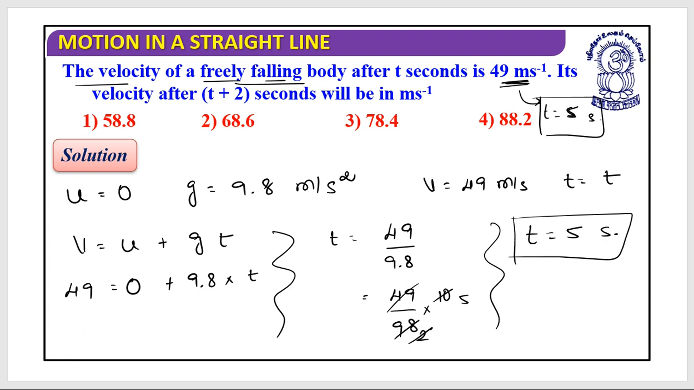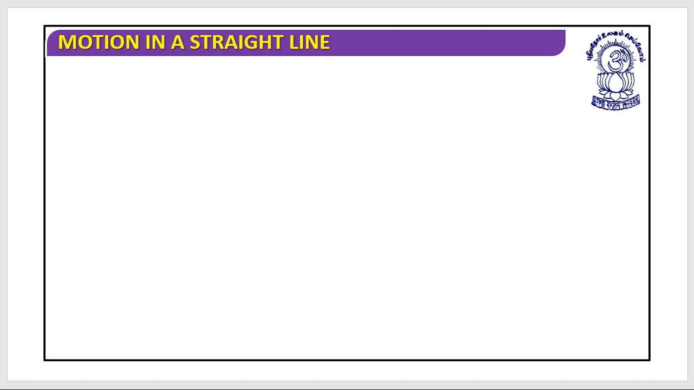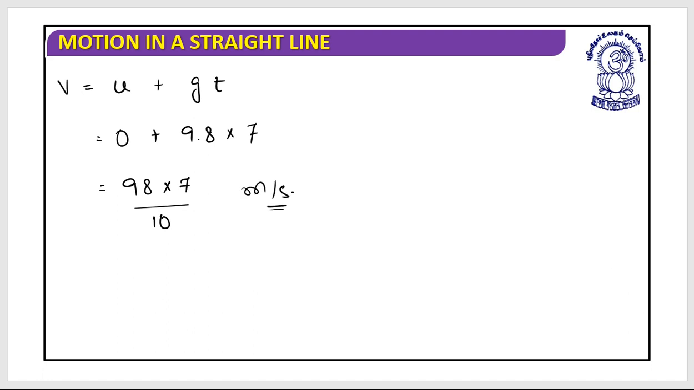Now you require the velocity at t plus 2. How could you do this? So what you can do is, v is equal to u plus gt. This is equal to 0, plus g would be 9.8 multiplied by 7. So this is simply 98 multiplied by 7 divided by 10 meters per second.